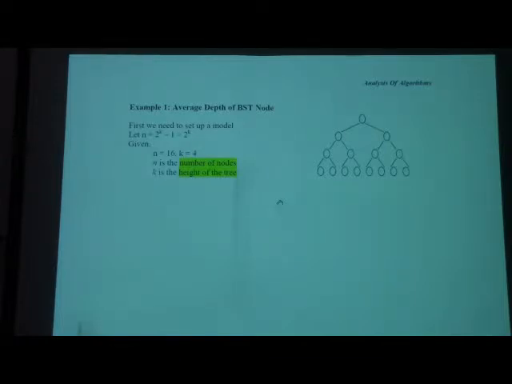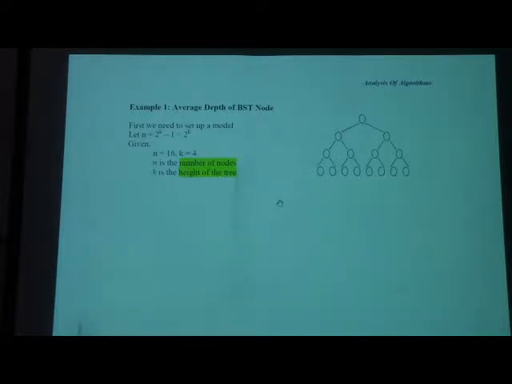24? This is 0, 1, 2, 3, so this would be 24, right? So it would be 3 times 8, 2 times 4, 1 times 2, right? 0 times 1 is 0. So what you would do is you add up that number and you divide it by the number of nodes, which is 15. That's your average depth.